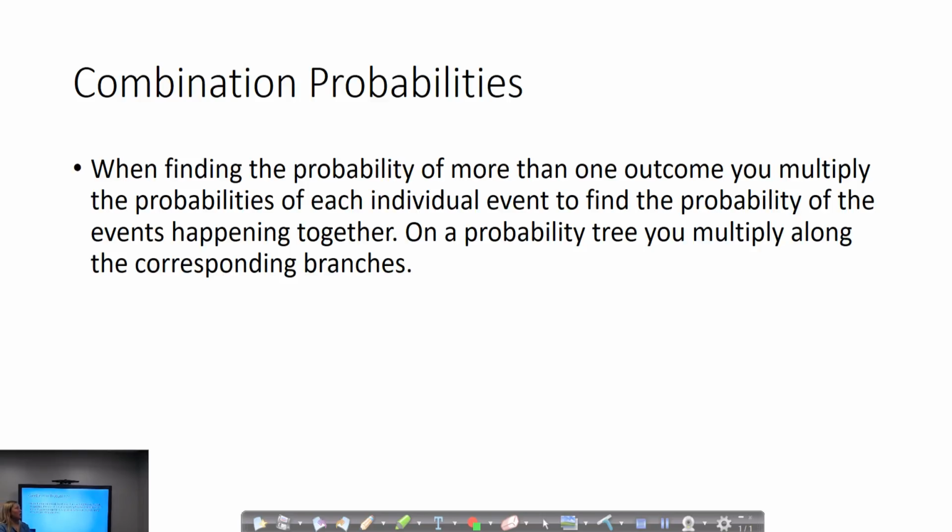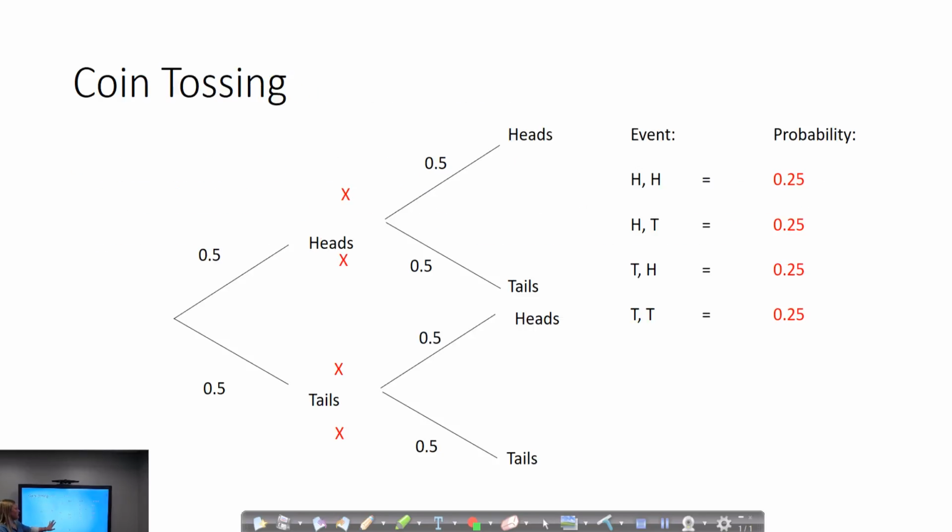Combination probabilities are probabilities where you want to find out what happens if you have more than one outcome, such as what's going to be the probability of you flipping a coin 2 times and getting a heads and a heads outcome, or a heads and a tails outcome. To find these probabilities, you multiply along the corresponding branches.